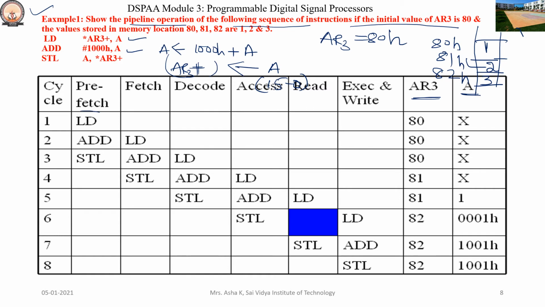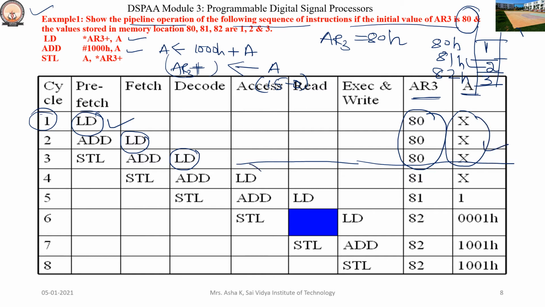During clock cycle 1, the load instruction enters the prefetch phase, and again in the second cycle it is fetched here, and again it is decoded here. Till here it is decoded. If you just observe, the content of AR3 initially is 80 hexadecimal. It is retained as 80 hexadecimal, and the previous value of A was unknown. That's why it is declared as don't care.